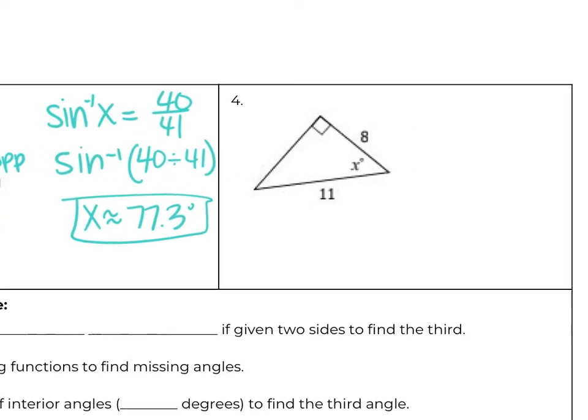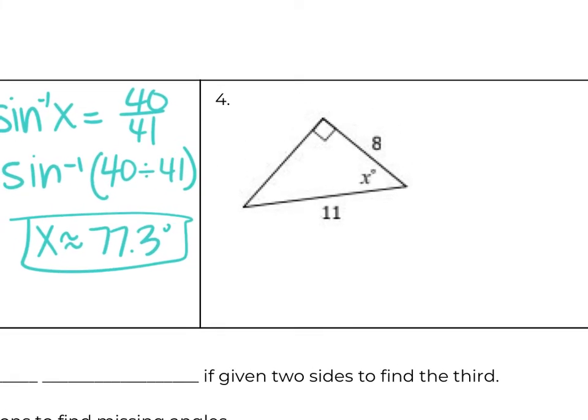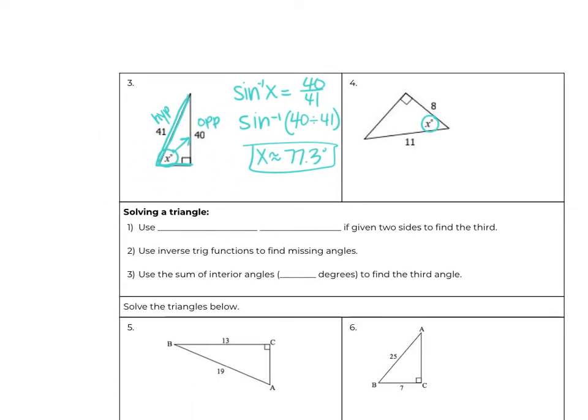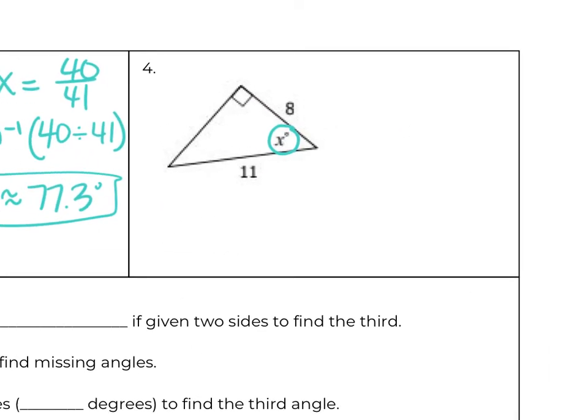All right, so take a minute and a half, and actually we'll do 2. Try 4 totally on your own. Okay, so quick reminder, if you're getting 0 point something or 1 point something, your settings are probably off. It needs to be on degree, not radian, okay? So this one you should have labeled 8 adjacent, 11 hypotenuse. Okay, that is cosine. So I would do cosine -1, 8 divided by 11.